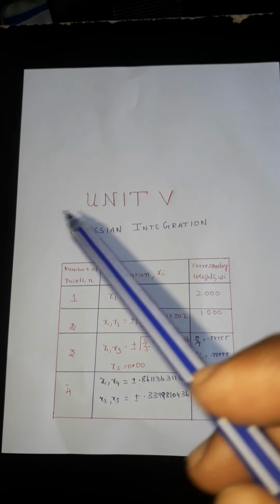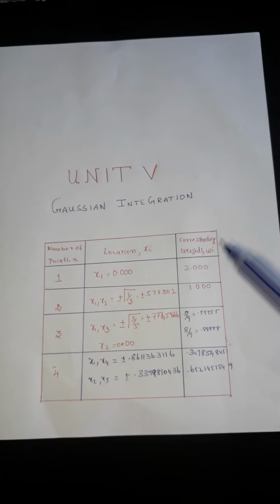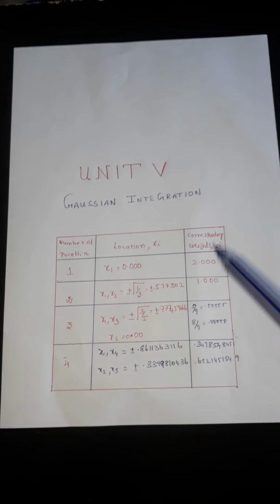Unit 5, there was one more problem, Gaussian integration. They are asking for 16 marks, so it's a very, very easy problem. This tabular column is a sampling points tabular column.